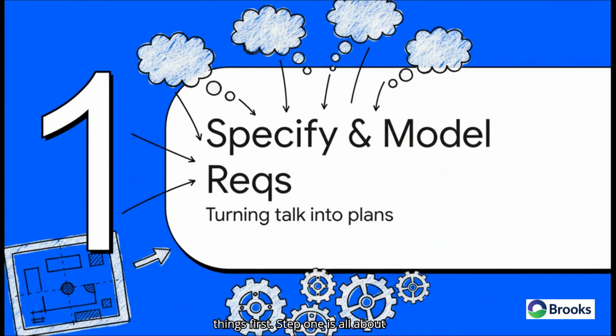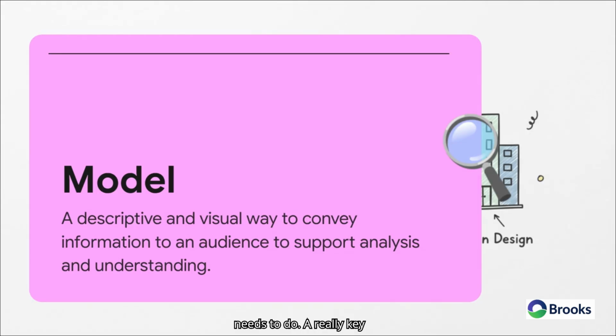Okay, first things first. Step 1 is all about specifying and modeling requirements. This is where we take all those vague ideas and what-ifs from conversations and translate them into a concrete plan. We stop talking in generalities and start creating a really clear, shared understanding of exactly what this thing needs to do. A really key tool for this is what we call a model.